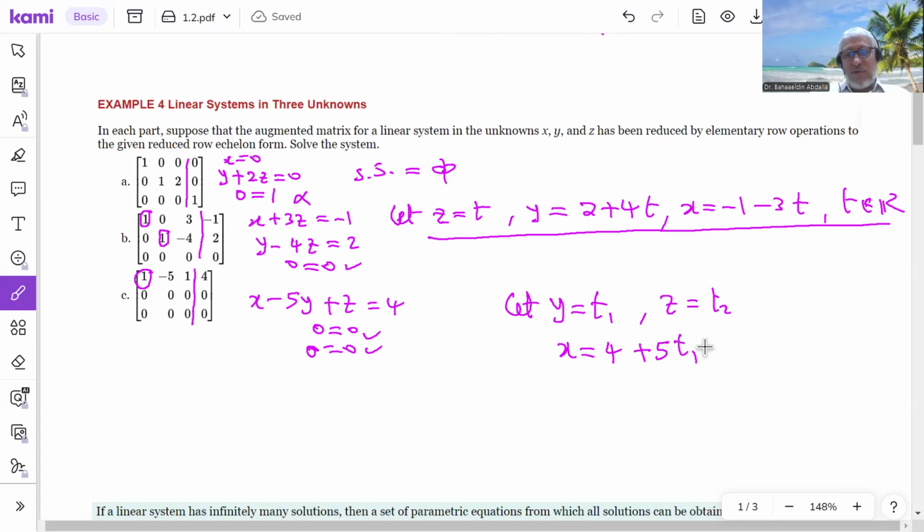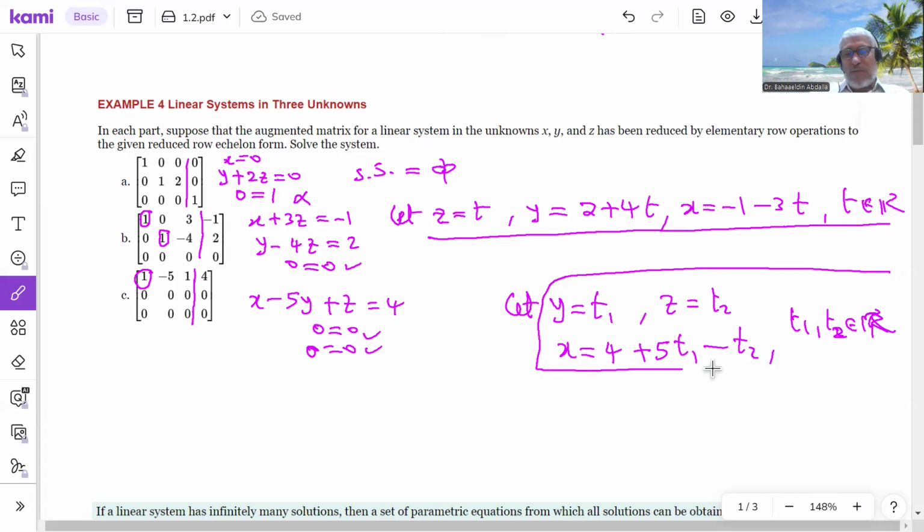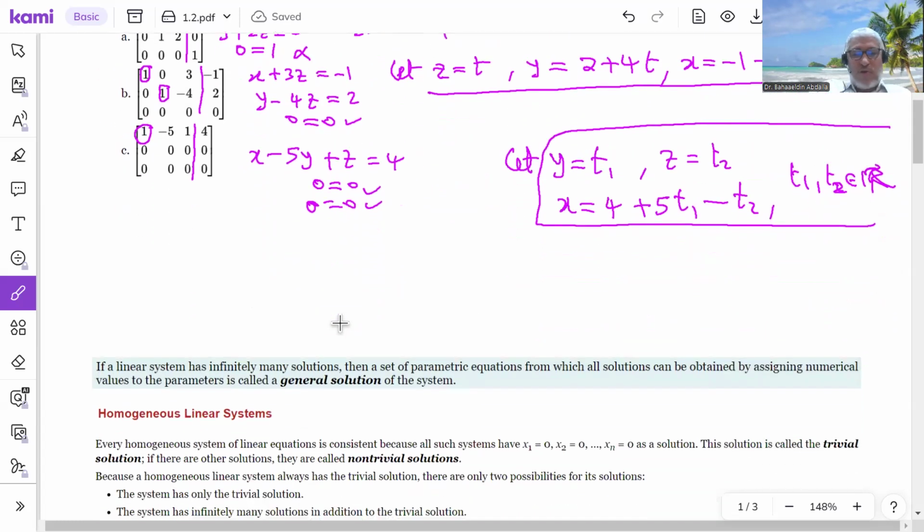And z, when you bring it to the other side, it would be negative z, and z is t2. And finally, I'll say that t1 and t2 are real numbers. So in the solution of this system, we have two parameters, while in the solution of the system in part B, we have one parameter. This is called the parametric equations of the system, and the system has infinitely many solutions.